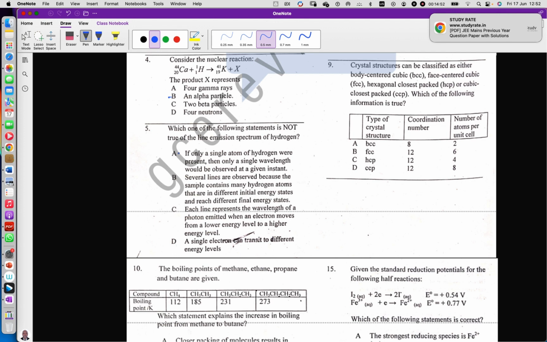So let's go back to our question. Which one of the following statements is not true of the line emission spectrum of hydrogen? A.